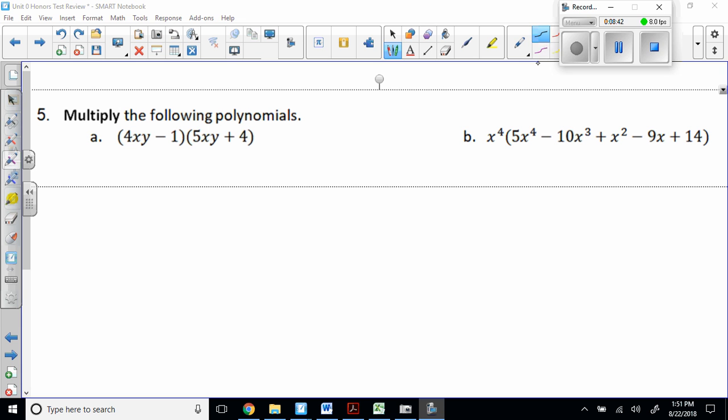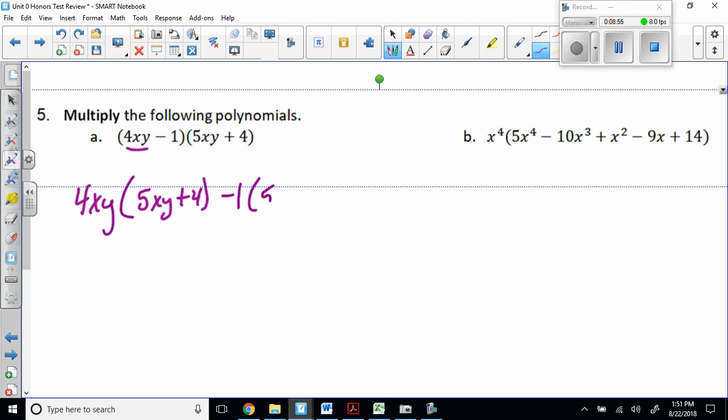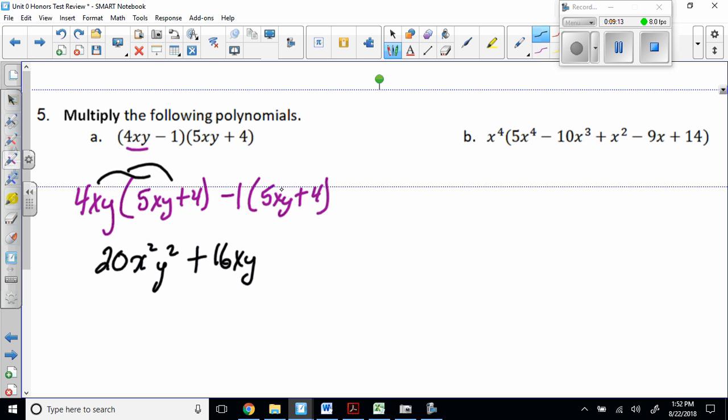So, I've taught y'all to take this and go first term, and that is the first term, right? Times everything in the second parentheses. Then the second term times everything in the second parentheses, right? Now it becomes just a simple distributing. So 4 times 5 is 20. X and X become X what? And then Y squared plus 16XY.